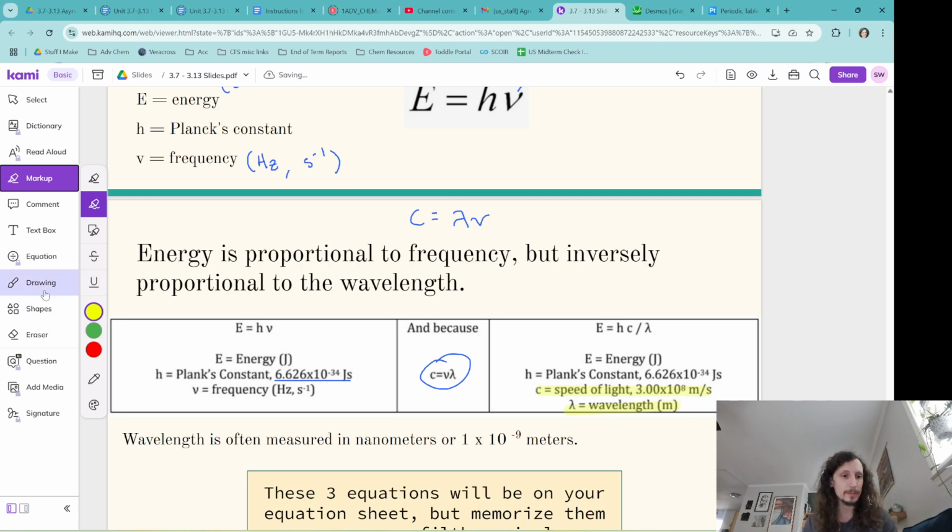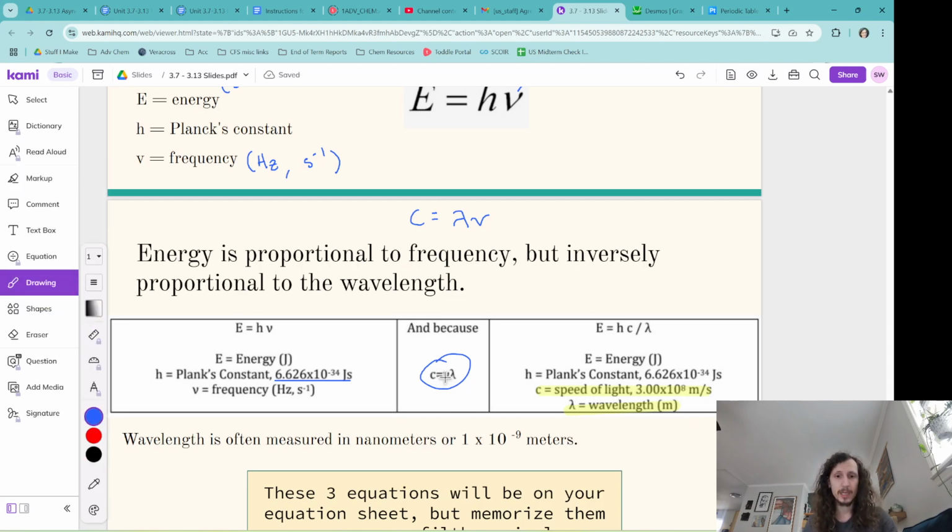Now, c is a constant. We don't really care about it necessarily. But the relationship between frequency and lambda is inverse, right? If their product equals a constant, that means if frequency starts getting really high, the wavelength of that light is going to be lower. If the wavelength goes up, the frequency of the light is going to need to be smaller.